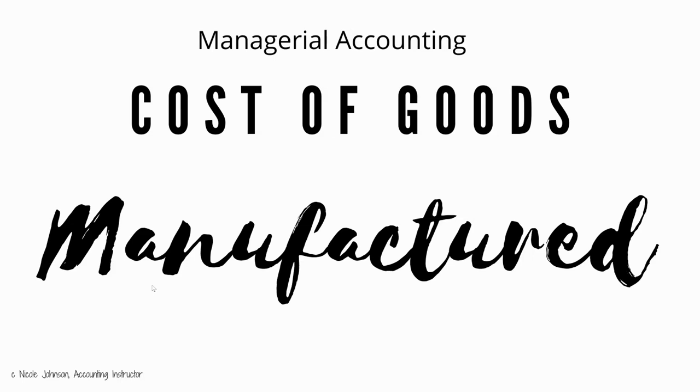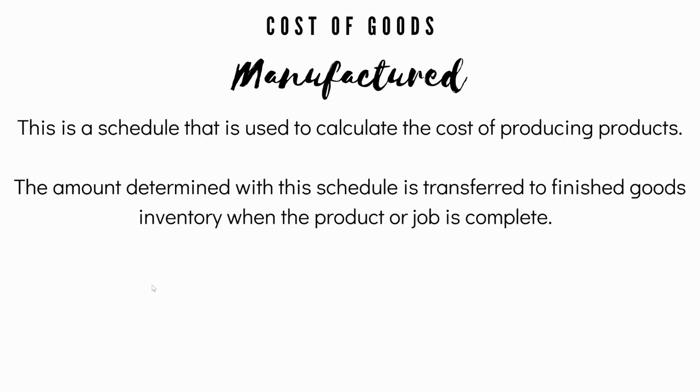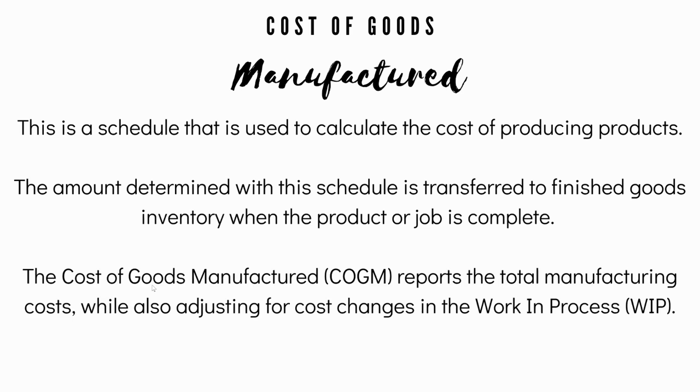Let's take a look at the cost of goods manufactured. The cost of goods manufactured is a schedule that is used to calculate the cost of producing products. The amount determined with this schedule is transferred to finished goods inventory when the product or job is complete. The cost of goods manufactured, or COGM, reports the total manufacturing costs while also adjusting for cost changes in the work in process, or WIP.